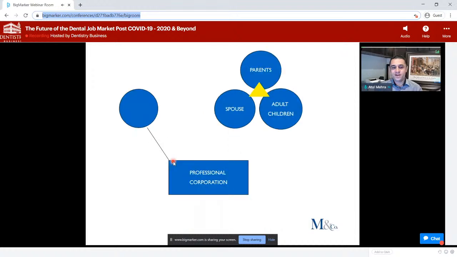Now, depending on what province you're in, for example in Ontario, you can add family members as shareholders of your professional corporation. There are limitations on how you can use that to your advantage on an annual basis for income splitting purposes, but there is still an opportunity to income split with certain family members if they're involved in your practice.